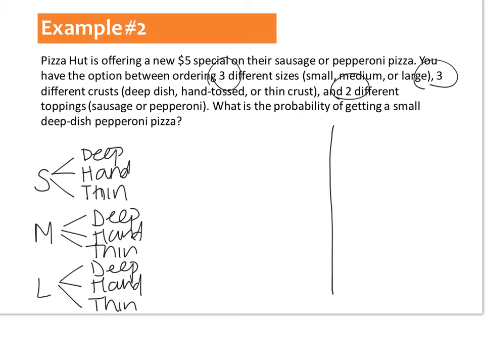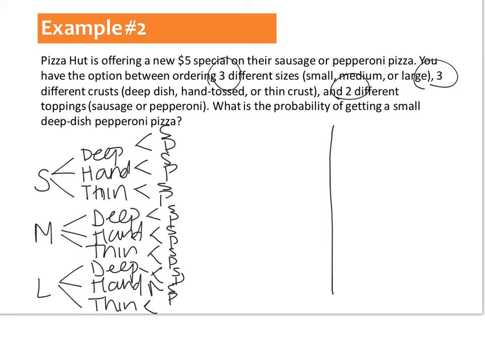Okay? Now, after that, each one can have 2 different toppings. So with the small deep dish, we could have sausage or pepperoni, sausage or pepperoni, sausage or pepperoni. Notice how this is getting very tight in here. There's a lot of options. So this is going from the deep dish right there. This is the hand toss, and this is the thin crust.